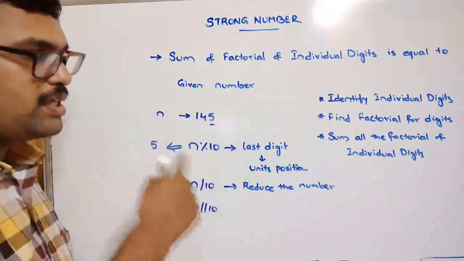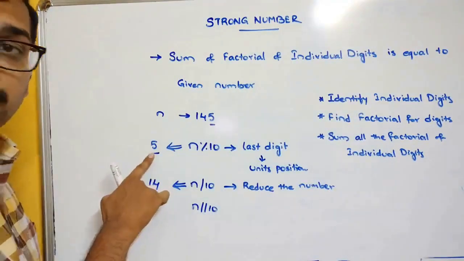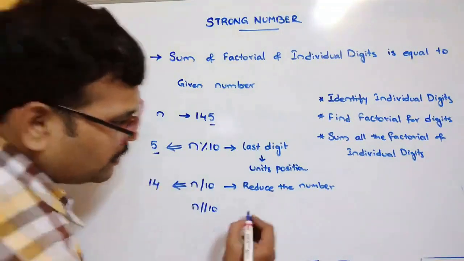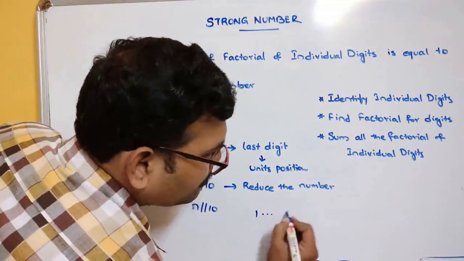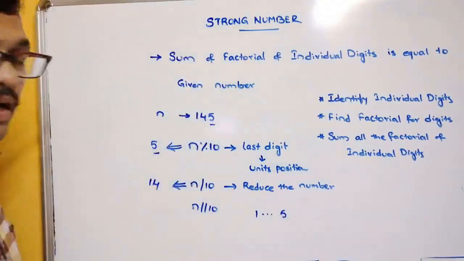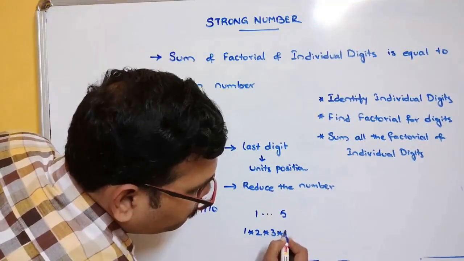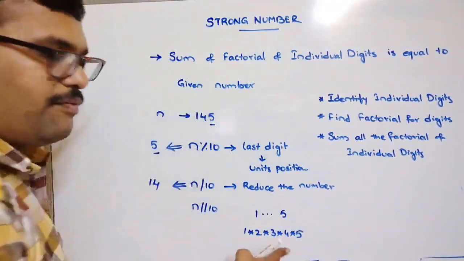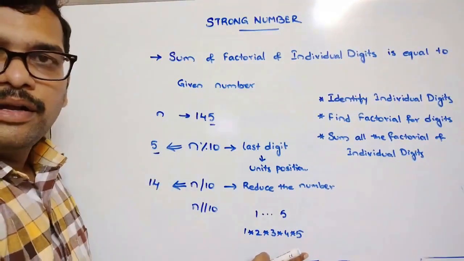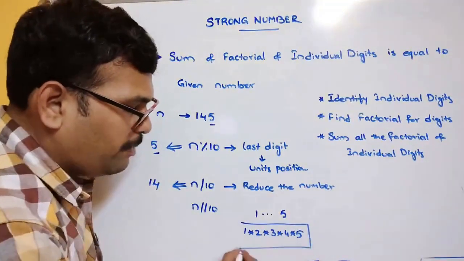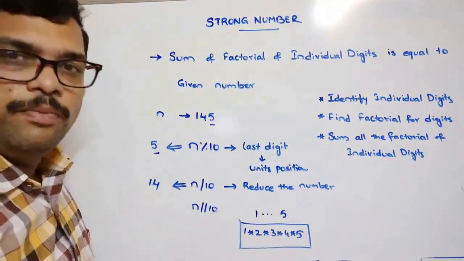So you have to repeat the same process, and after finding each digit, you need to find the factorial of that particular digit. So how to find the factorial? Start with 1 and multiply till that particular number. So 1 into 2 into 3 into 4 into 5. If you want to get 5 factorial, just multiply from 1 to that number. You can implement this using either a for loop or a while loop, any loop you can use.